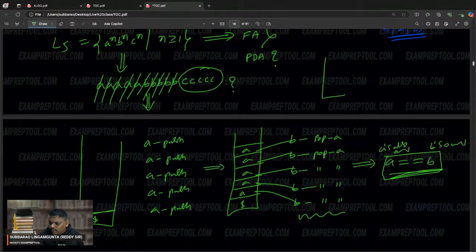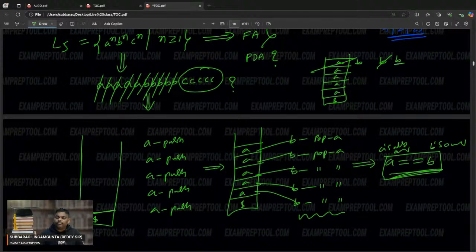See, if you pop A, see correctly. See this one. Whenever B is coming, pop A, push B. Okay. If I do this, for the second B, what will I do? Pop A, push B. If I do that, for the second B, how can I pop A?